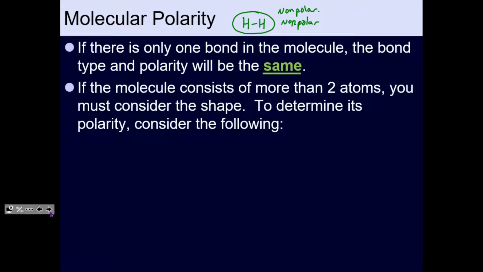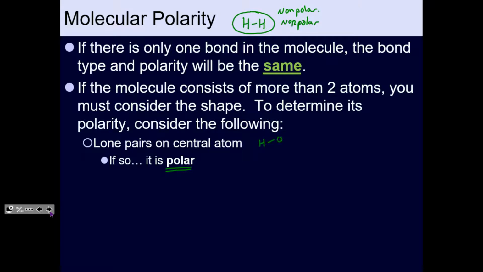If the molecule consists of more than two atoms, we must consider the shape. To do this, you have to draw out a Lewis dot structure, or you can use the PhET simulations that we've included in your Schoology folders. To determine its polarity, if we have lone pairs on the central atom, we're going to have a polar molecule. My example here is H2O: what would have been a linear molecule has been bent because of the lone pairs.